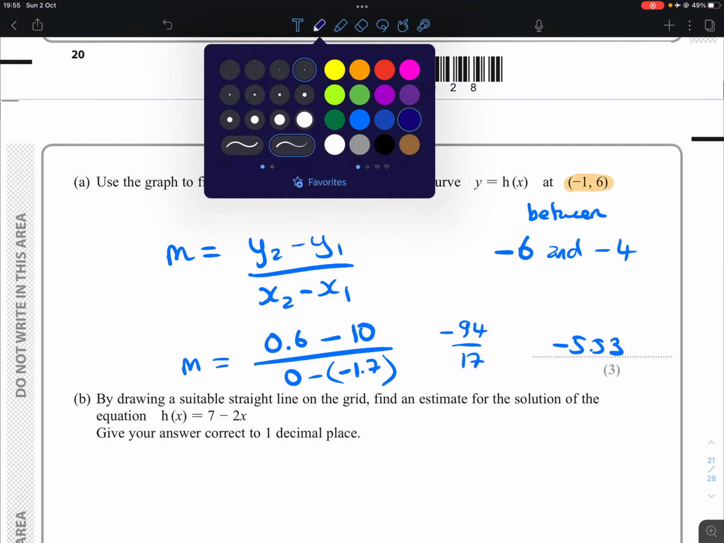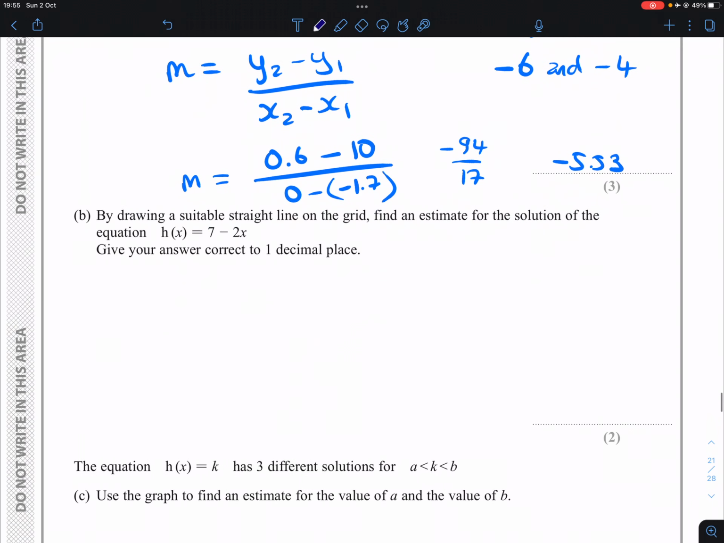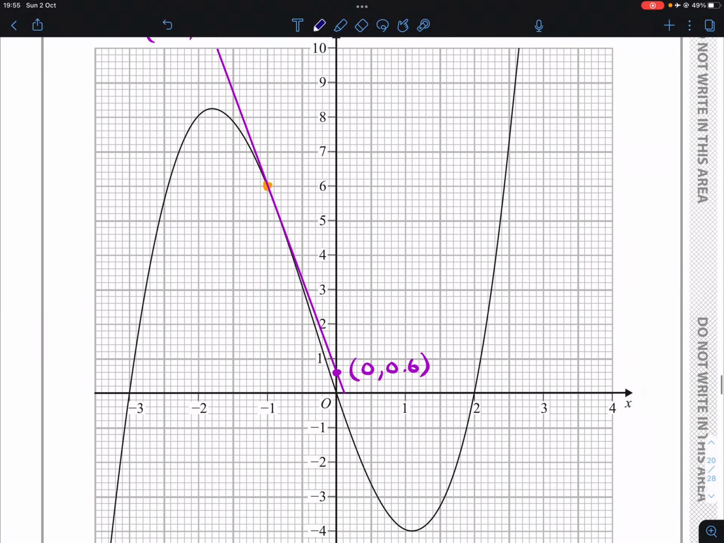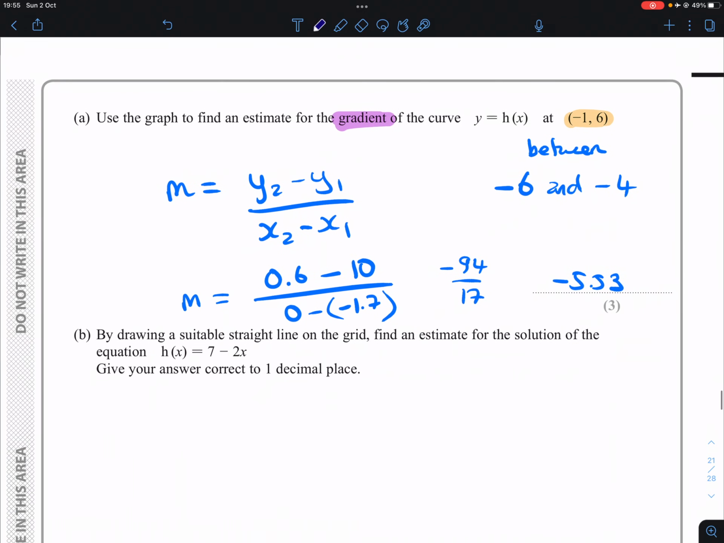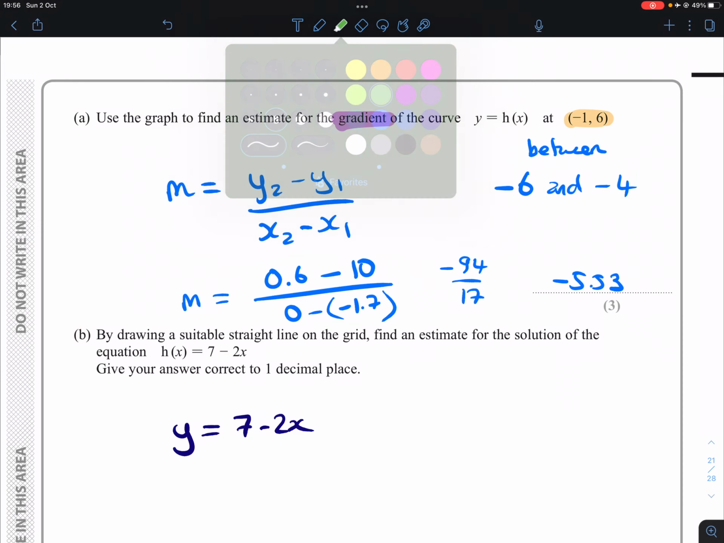Part B. By drawing a suitable straight line on the grid, find an estimate for the solution of the equation h of x equals 7 minus 2x. So h of x is the curve that you see here. 7 minus 2x is the line y equals 7 minus 2x. So what we're going to do is draw that line on our graph and then use it to estimate the solution for where they meet each other.